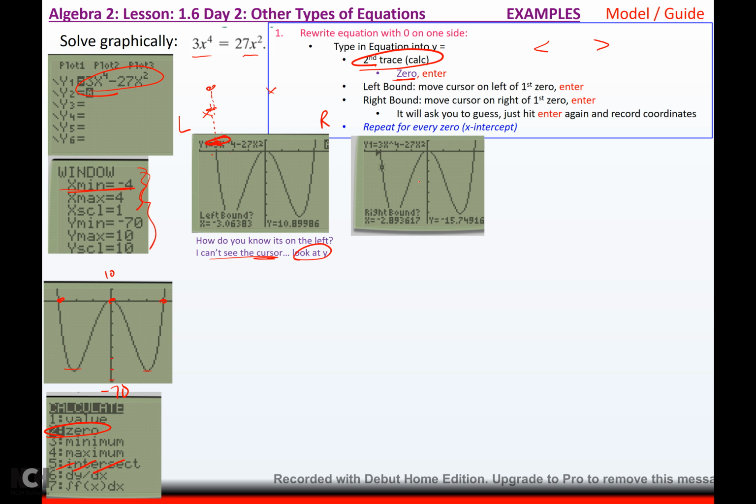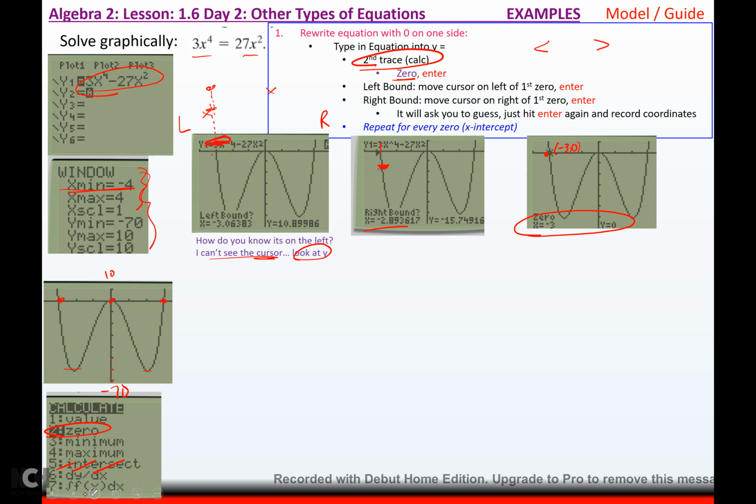So then it's going to ask you for right bound. Left bound is before you hit the x-axis. Right bound is after you pass it. So move your cursor a little bit past, stop it and hit enter. And then it's going to ask you to guess. Just hit enter again, and it'll give you the 0. So this point is -3, 0.